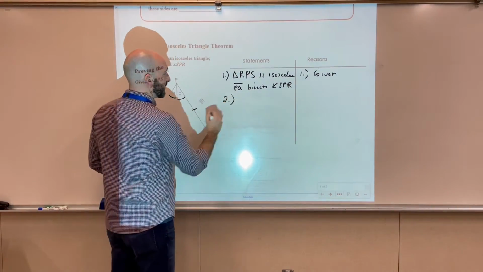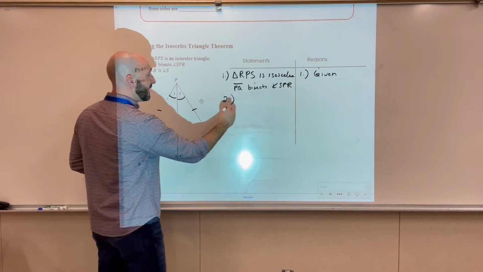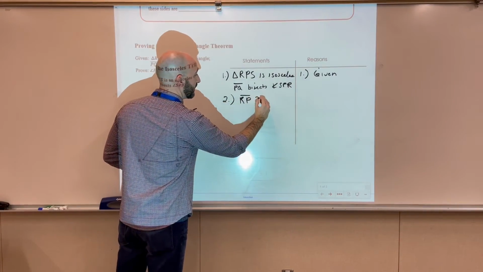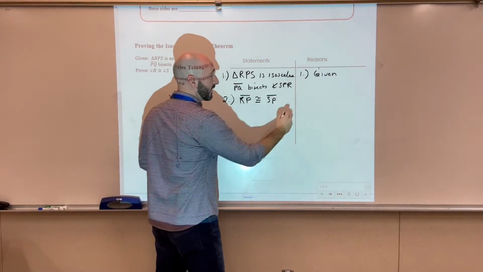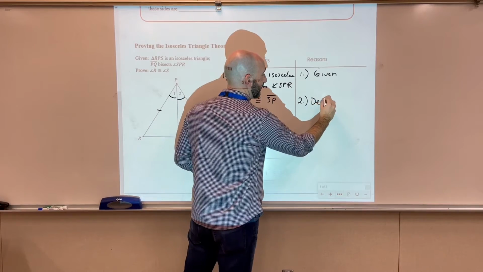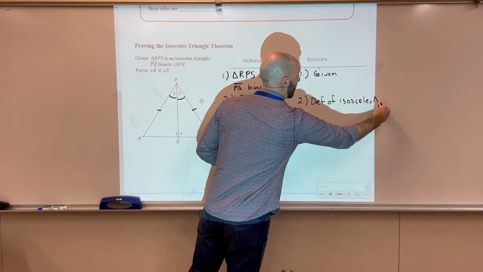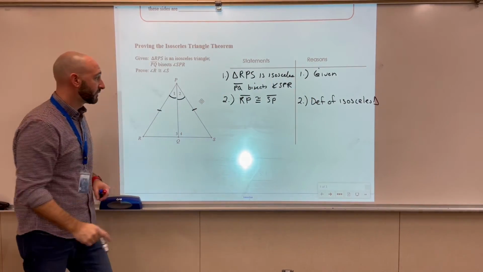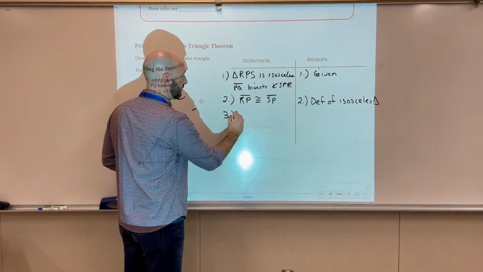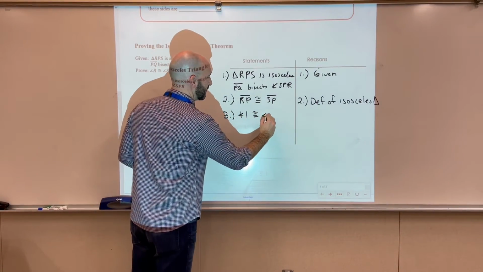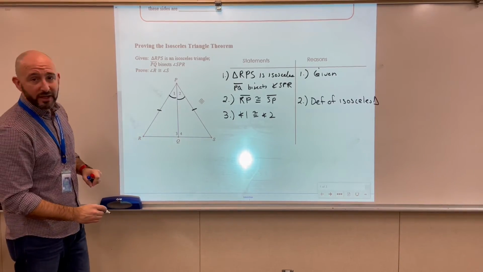So let's go ahead and actually complete this proof. First things first, RPS is isosceles, and we said that RP is congruent to SP, and that's by the definition of an isosceles triangle. We also said that angle 1 and angle 2 are congruent, and that's the definition of an angle bisector.